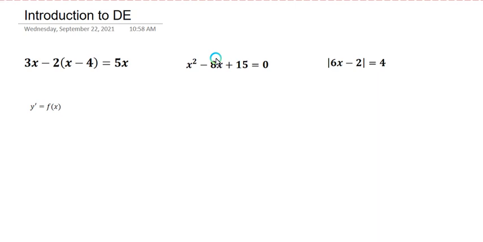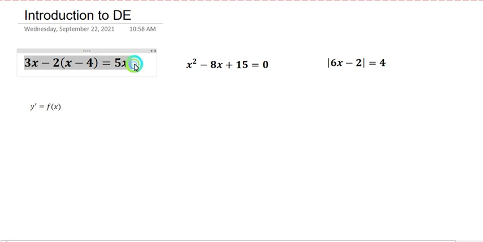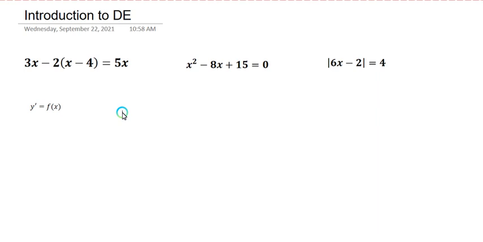For example, if we would like to solve the first equation, we have 3x minus 2 times the quantity x minus 4 is equal to 5x. If we solve it, we have a specific value of x equal to 2 as our solution, because only when x is equal to 2 and we substitute it into the given variable does the equation become an identity. That means both sides of the equation are identical when the value of x is equal to 2.